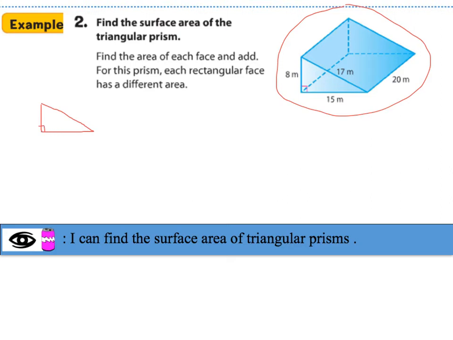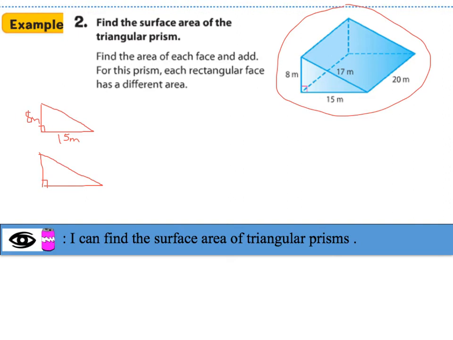And I'm going to draw the same exact one, because if the bottom is a triangle, then the top would be the same exact triangle. I know that the side would be 8 meters. And I know that the base would be 15 meters.